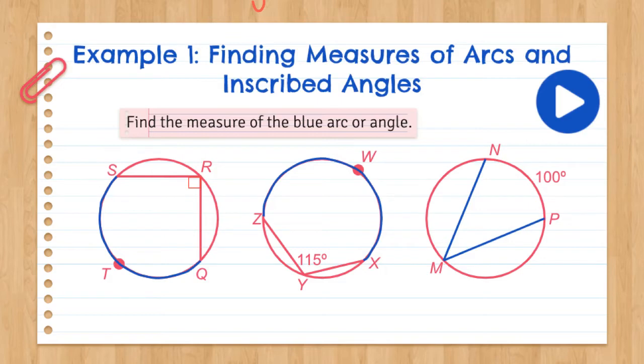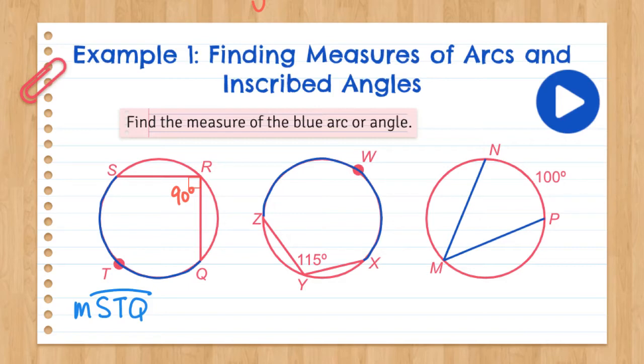So let's take a look at the first circle we have here. And we can see that we have a right angle. And I'm just going to go ahead and label this 90 degrees just so we're really clear on that. And we need to find the blue arc. So we need to find the measure of arc STQ.